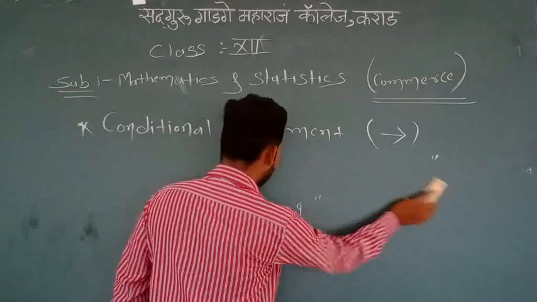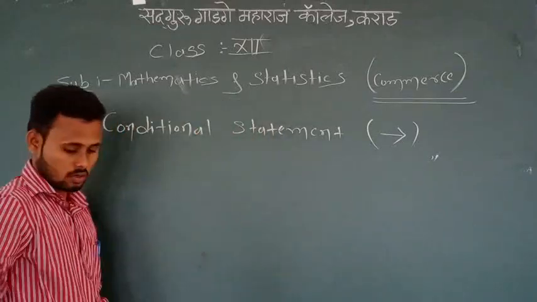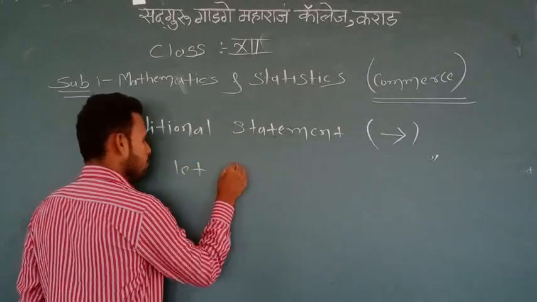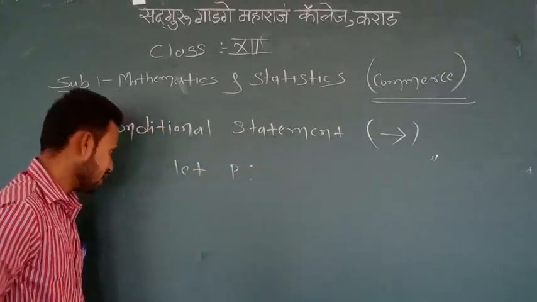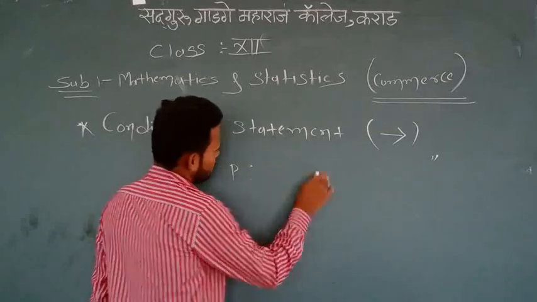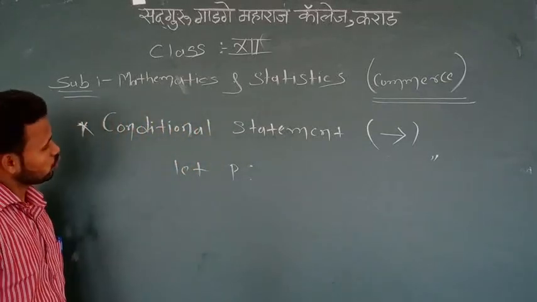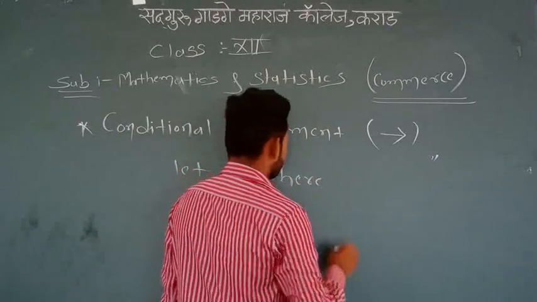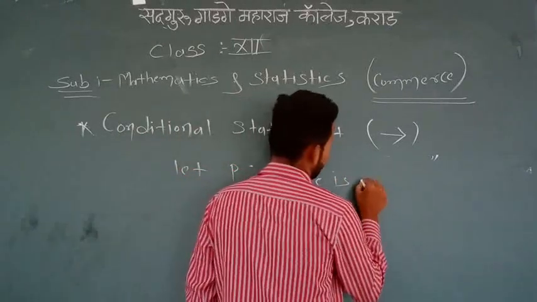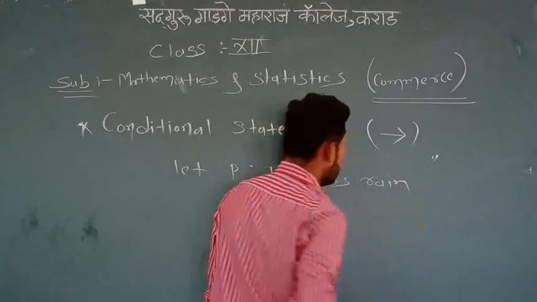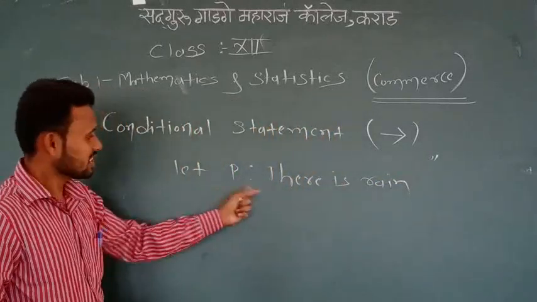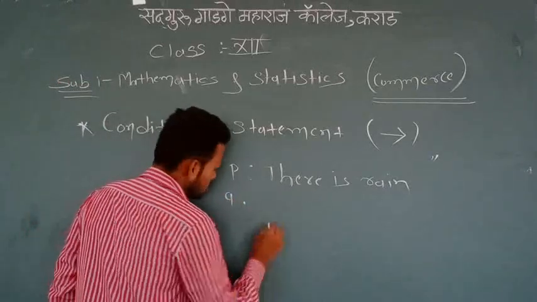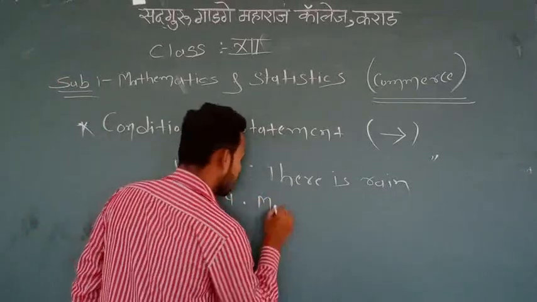Now for example, suppose let P denotes the statement there is rain and Q denotes the statement match will be cancelled.